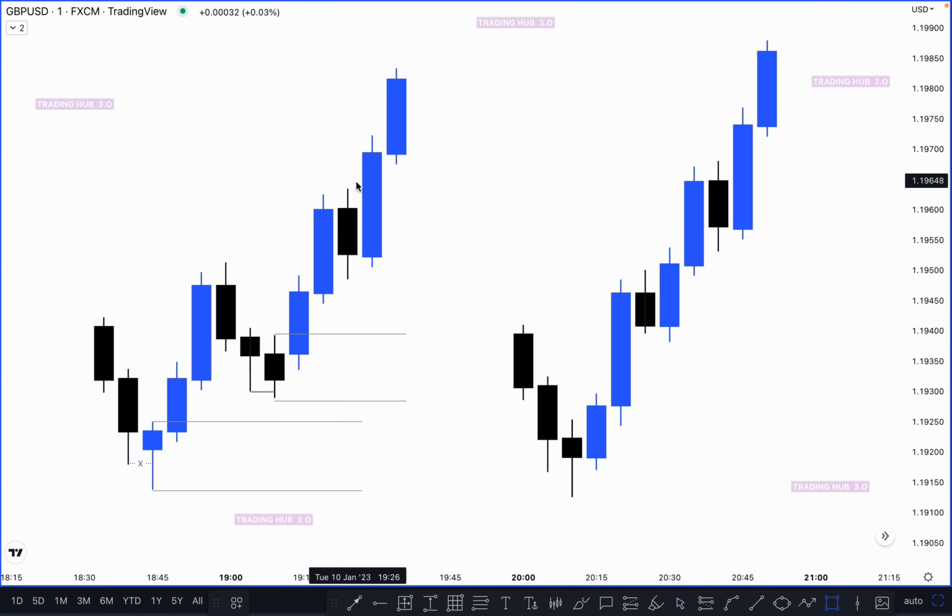Now you can see here, this is our last selling candle before this buy move. But this is not a valid order block. Why? First, because this candle did not take out the previous candle low. So this is not a valid order block.